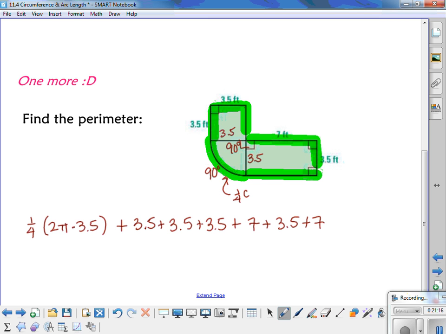And so 1/4 times 2 pi times 3.5 comes out to approximately 5.5. And all those other sides added up came out to 28. And so altogether, it's 33.5 feet.